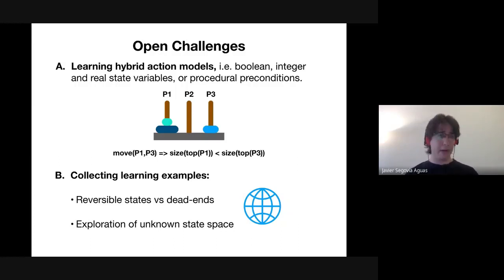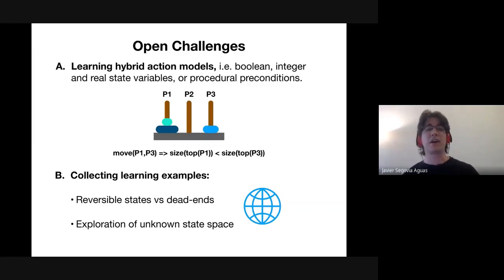So we can have very complex action models that we are not considering. In contrast, this will make the problem more expressive and will make the hypothesis space larger.